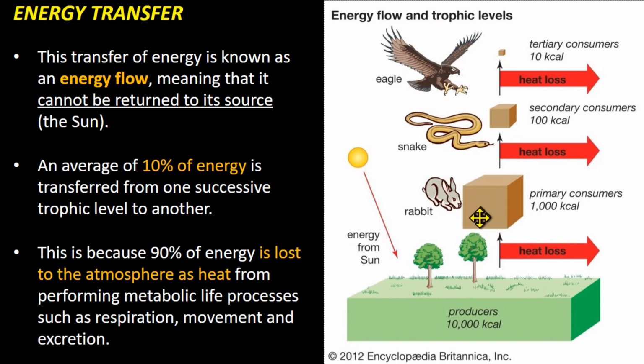The snake consumes the rabbit, gets 10% of that, which is 100, and the eagle only gets 10% of that, which is 10. So where did the other 90% go? 90% is lost to the atmosphere as heat from when metabolic life processes have to be performed. This would be growth, respiration, irritability, movement, nutrition, excretion, and reproduction. All of these take energy, and when they use energy, the heat is lost to the atmosphere.